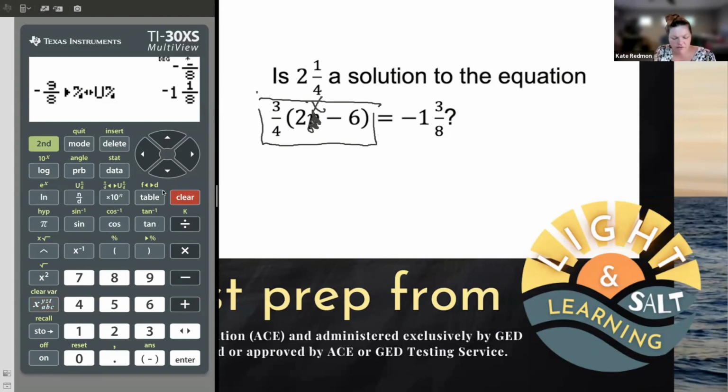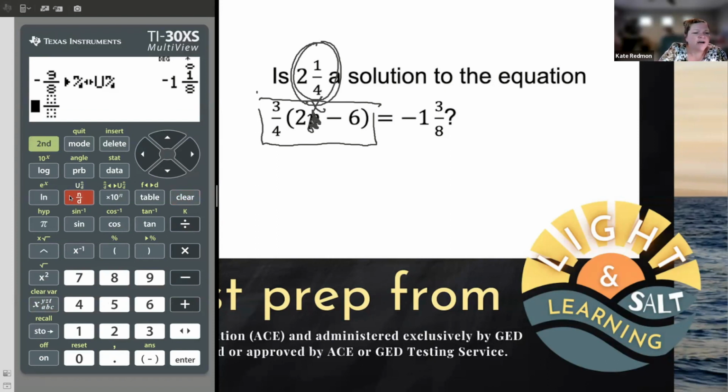So take that value that we're testing if it's a solution, 2 1/4. That is a mixed number. So I will use that U n over D again, 2 1/4, arrow out again so that I can store that. We said we would use X as the X value. And don't worry that it converted it to an improper fraction. It won't matter. Your calculator didn't break. 2 1/4 is the same as 9/4. It's fine.